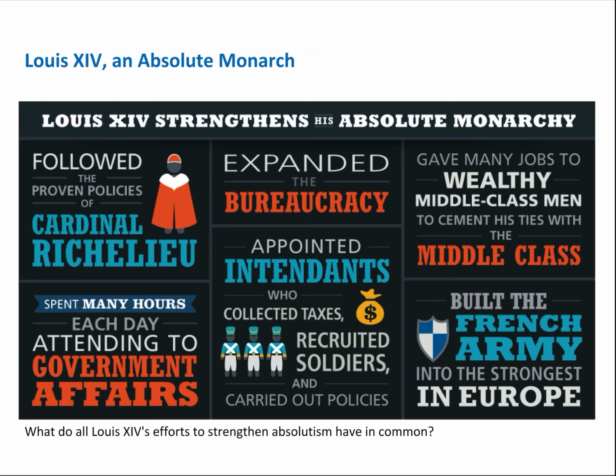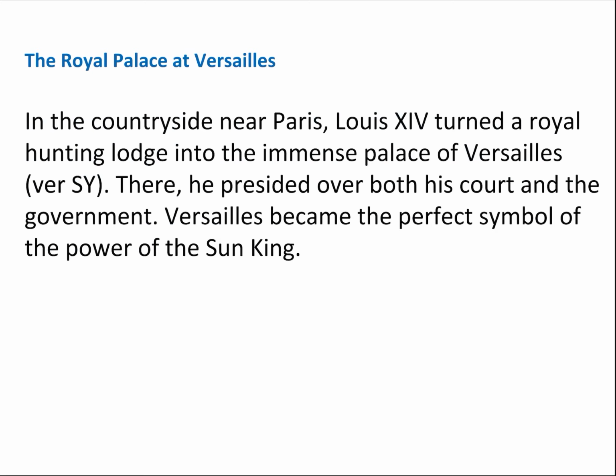Okay, so Jean-Baptiste Colbert was an important figure here. The great graph shows you exactly what he did to strengthen and grow the absolute monarchy, having absolute power. He followed Richelieu's policies, spent many hours a day working on government affairs, expanded the bureaucracy, not democracy, that didn't happen, appointed intendants, appointed wealthy class people, and then grew the French army.